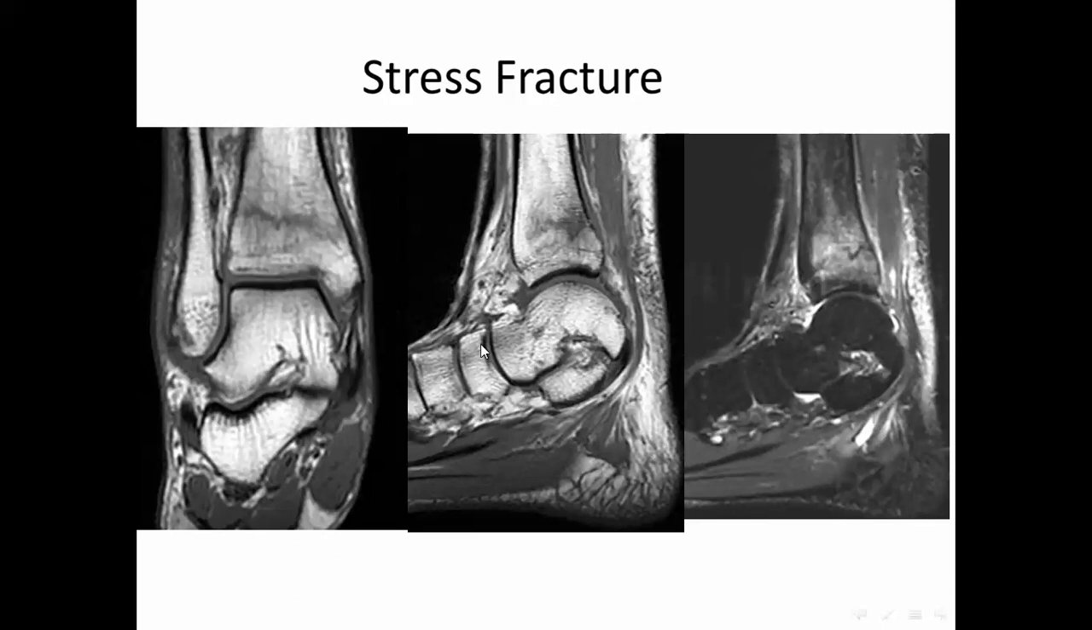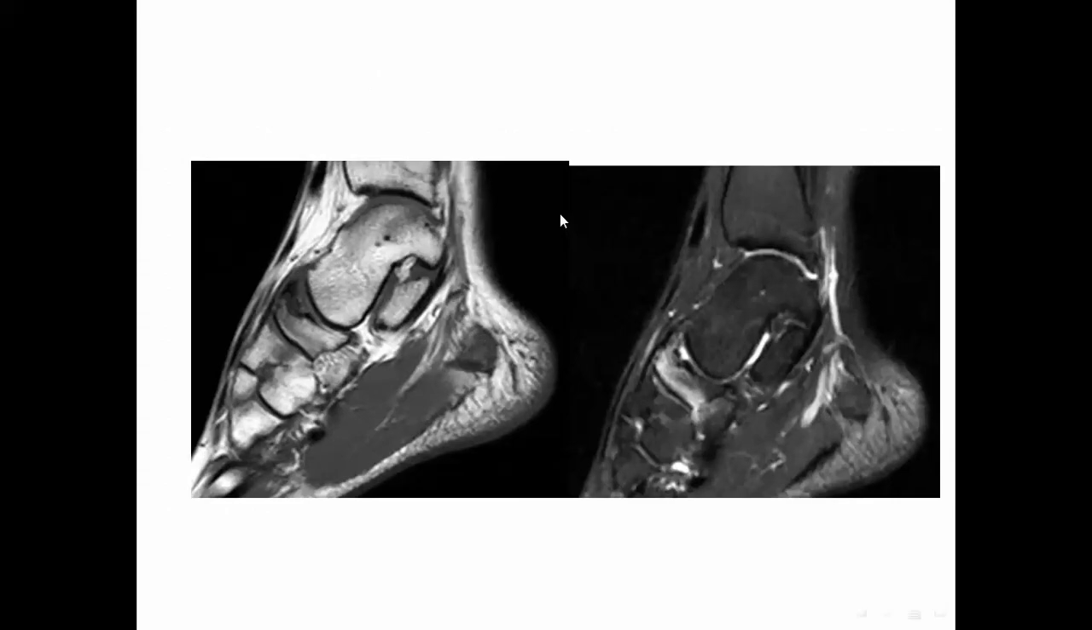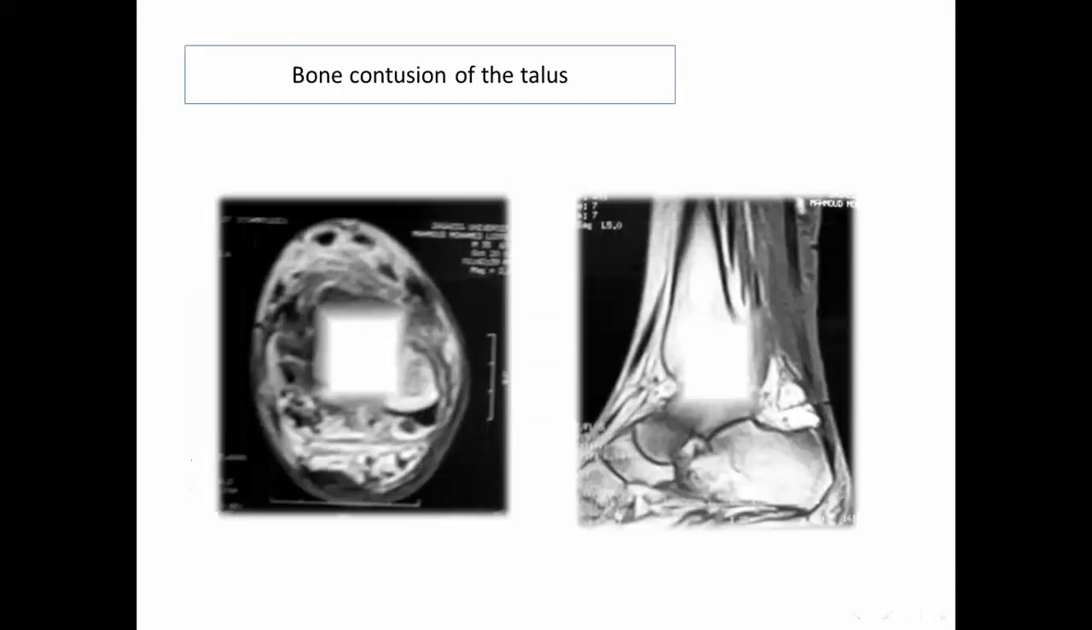Here there is another one in the distal tibia, a stress fracture with the marrow edema seen in T2 weighted images. Here is another one in the navicular bone, compression with bone edema seen in the STIR or the T2 weighted images as hyperintensity. Bone contusion in T1 weighted images is usually hypointense.